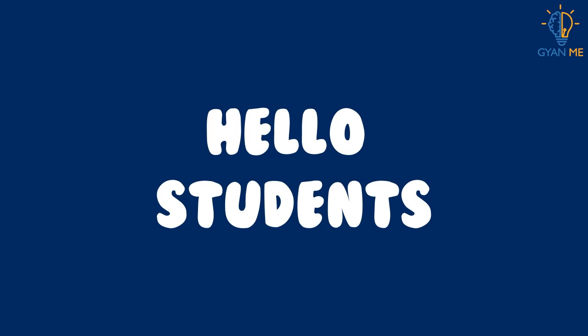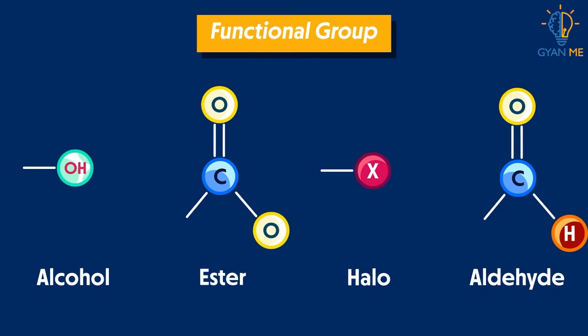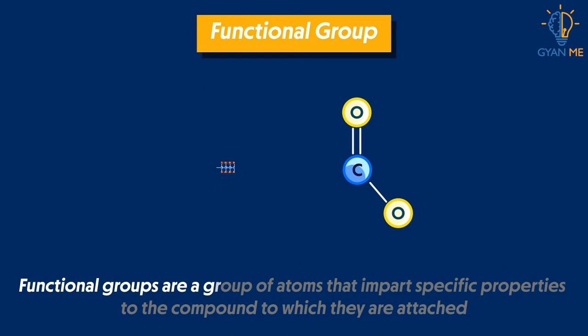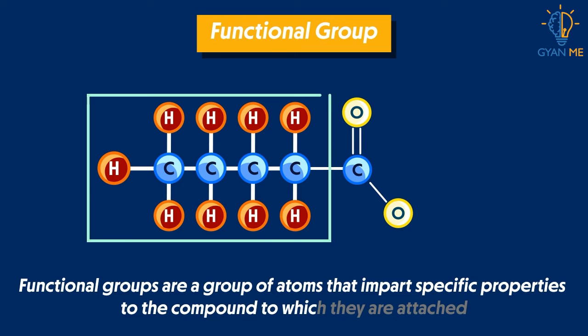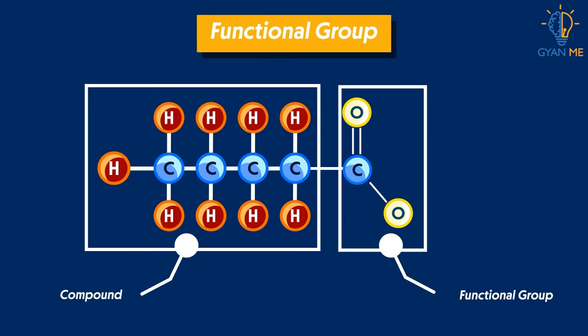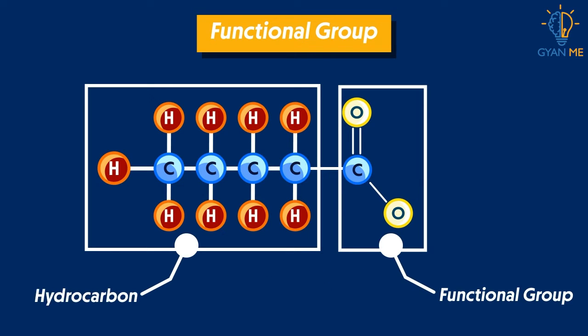Hello students! Previously we studied functional groups. We know that functional groups are a group of atoms that impart specific properties to the compound to which they are attached. This is because functional groups bond with the compound so strongly that they influence and determine the major properties. If this is a hydrocarbon compound, and this group of atoms, what we call a functional group, gets attached to it, it will take on the new properties of this functional group.